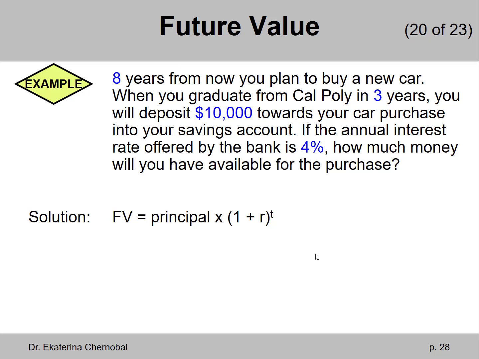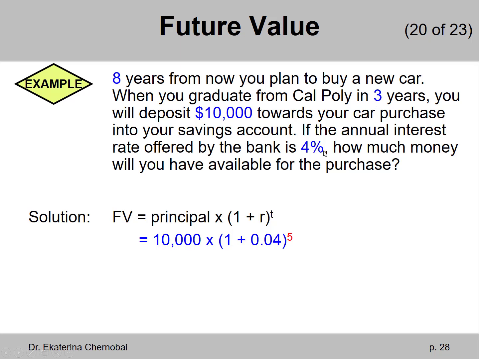There is a trick in this problem, and the trick is, what do you use for the number of years? Do you use 8? Do you use 3? Do you use 5? The correct answer is 5. Because what you need to understand is T in the future value formula, or N in the financial calculator, means over how many years the interest is earned. So in this problem, you make the deposit 3 years from today.